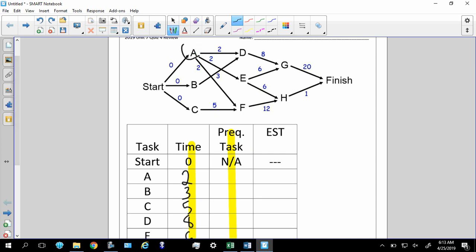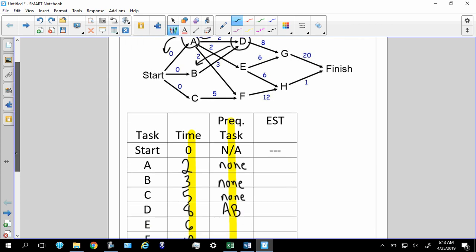Now the prerequisite task is just what's being pointed to it. Looking at A, what's pointing to A? That's the start, so that's going to be none. Same thing for B, which is none. Same thing for C, which is none. Now let's look at D. D has 2 arrows. One arrow is from A, the other arrow is from B. So I'm going to write the prerequisite A, B.